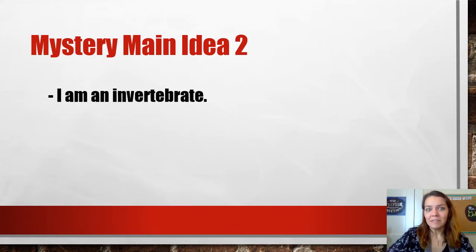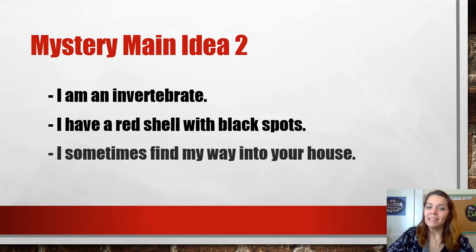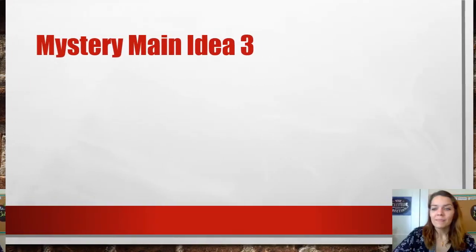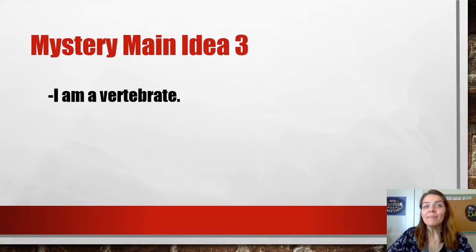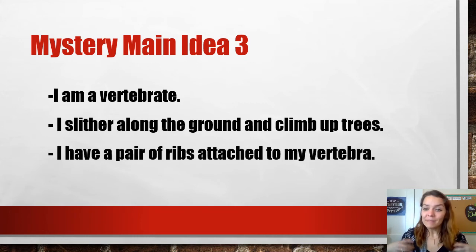I am an invertebrate. I have a red shell with black spots. I sometimes find my way into your house. What could the main idea be? Ladybugs. So ladybugs have the red shell with black spots, and they are invertebrates. Last one. I am a vertebrate. I slither along the ground and climb up trees. I have a pair of ribs attached to my vertebra. What could the main idea be?